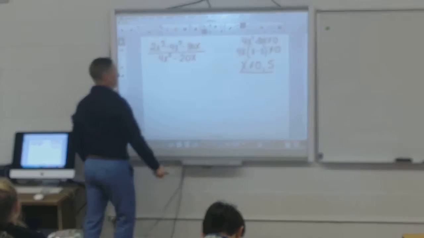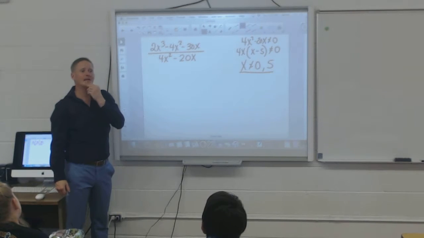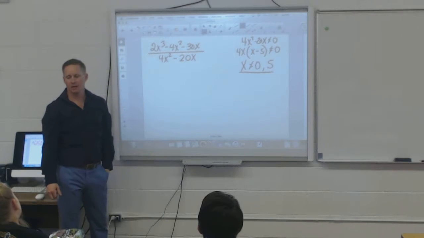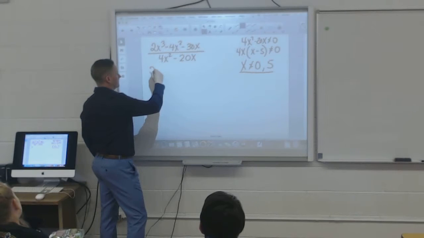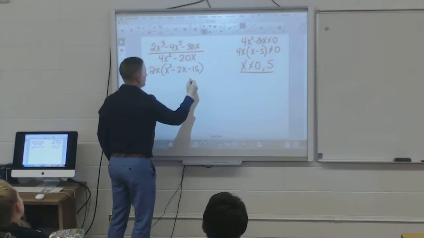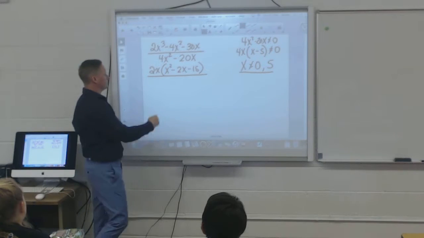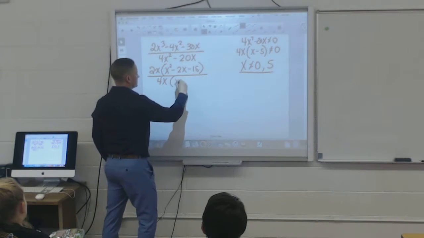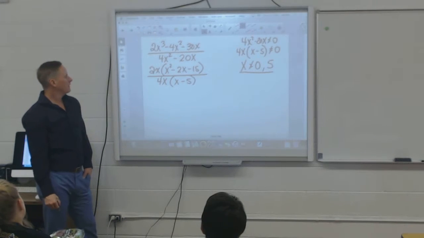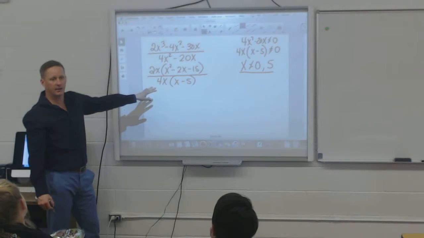So now, we need to reduce my fraction. What's the first thing I want to do here? Factor. And the first thing when I factor is look for what? Is there a greatest common factor on top? 2x. So that leaves me with x squared minus 2x minus 15. The bottom we already factored, didn't we? What did we get? 4x, which leaves me with x minus 5. Okay? I can cancel right now.